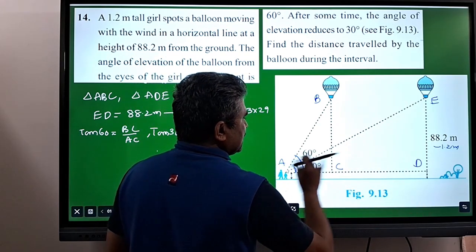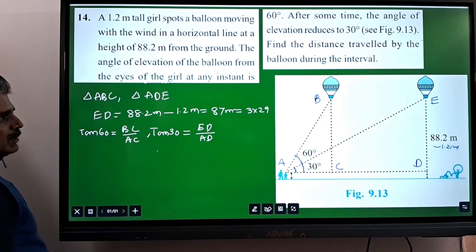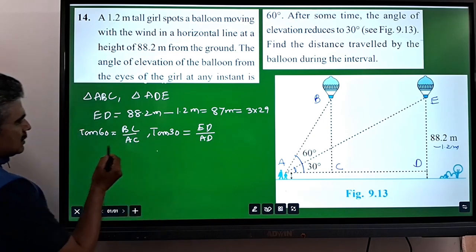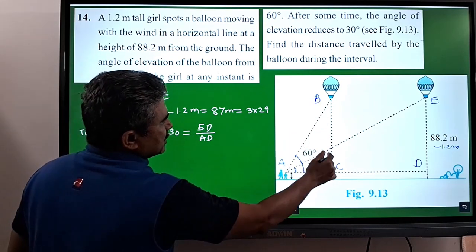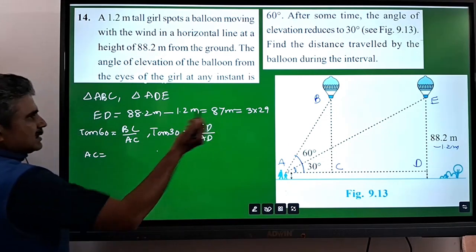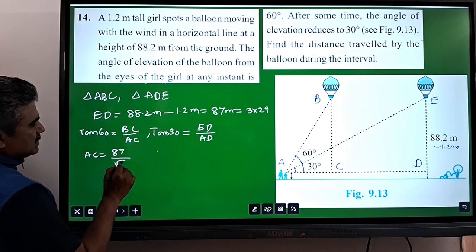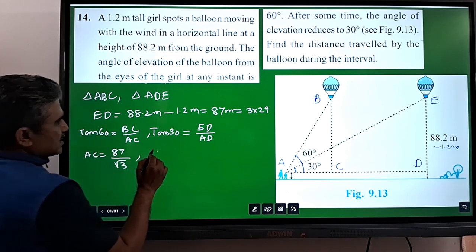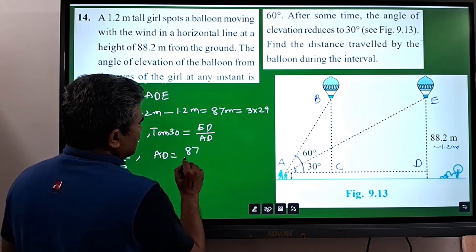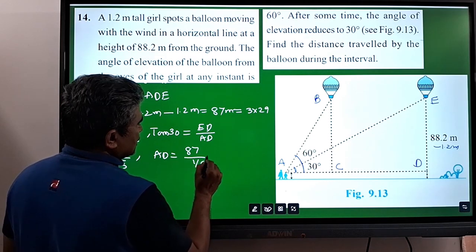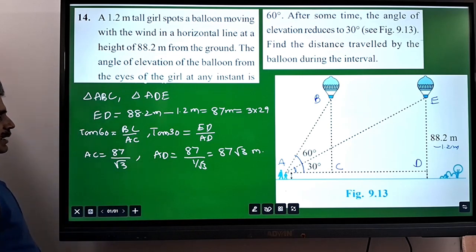To find CD we need AD and AC, and those AD and AC are the bases of these two triangles, so we are aiming to find those sides. So from this, AC is equal to BC divided by tan 60. BC is this much height, which is the same as this one, 87 meters. So 87 divided by tan 60, which is root 3. Okay, one expression came. And now AD is equal to ED divided by tan 30, which is 1 by root 3. So this leads to 87 root 3 meters. So we got AC and AD.